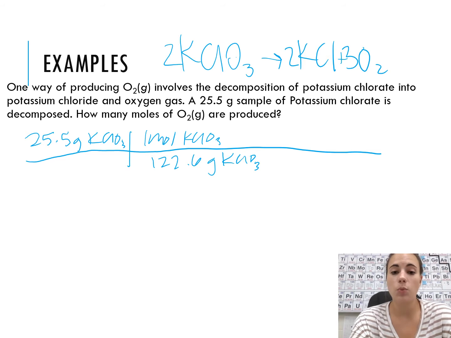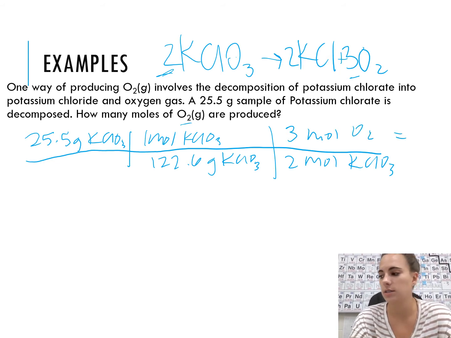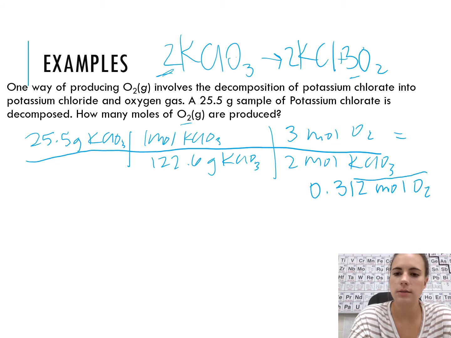So now I would be in moles of potassium chlorate, but this asks me how many moles of oxygen. So now I'm going to look at my mole ratio. 2 moles of potassium chlorate is equal to 3 moles of oxygen gas. And I get that straight from my coefficients. So when I multiply across the top and divide by the bottom, I get 0.312 moles of oxygen gas.